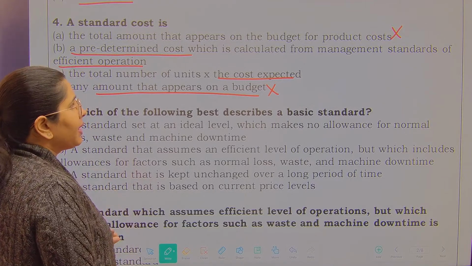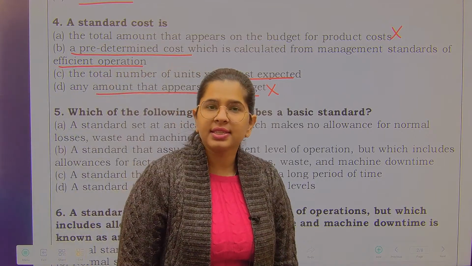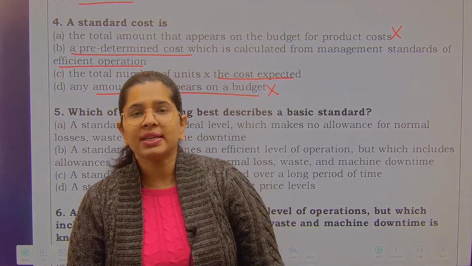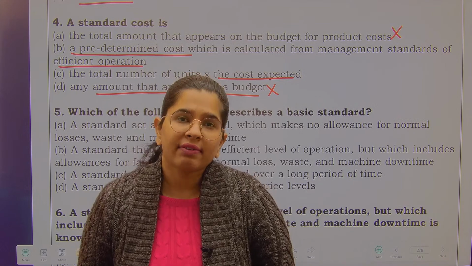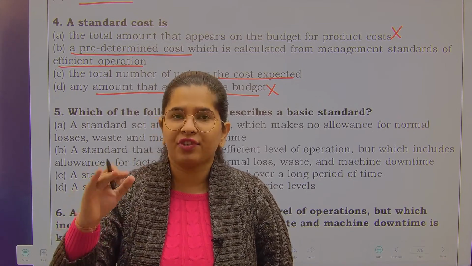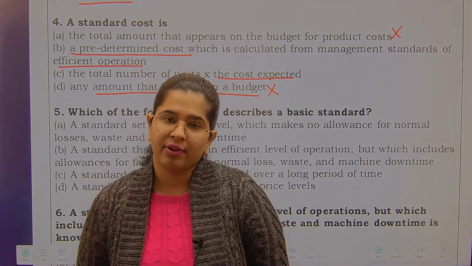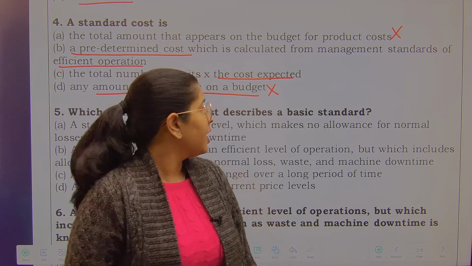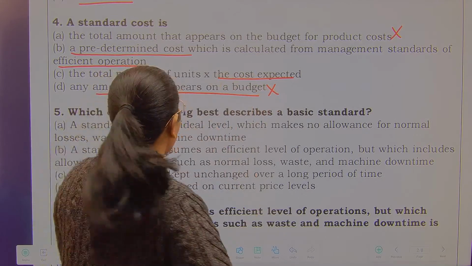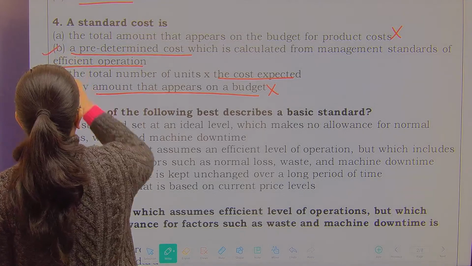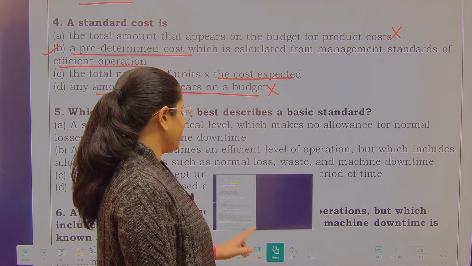Option number B, predetermined cost, which is calculated from management standards of efficient operation. So this is the correct definition, because management's standard of efficiency can differ from enterprise to enterprise. So whatever management considers this the efficient level of operation, at that level, whatever cost you are incurring, that will be known as your standard cost, right? This is not the wholesome definition. Option number 3, this is not correct. Hence, my option is option number B. That is a predetermined cost which is calculated from the management standard of efficient operation.